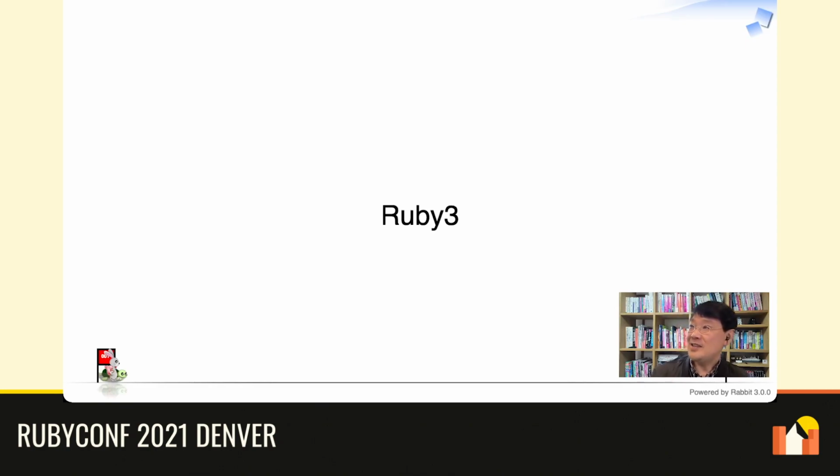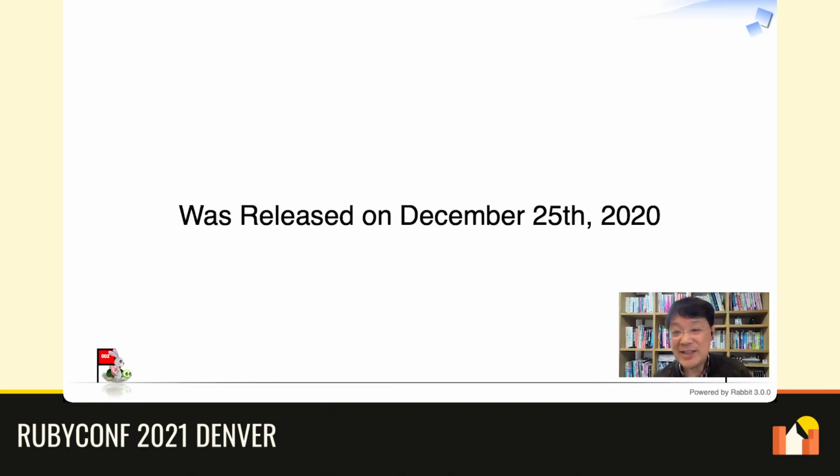For the last several Ruby conferences, I talked about the future of Ruby as Ruby 3. And then finally, Ruby 3.0 was released on December 25th, 2020, so last year. As a beginning, I'm going to summarize what's new in Ruby 3.0.